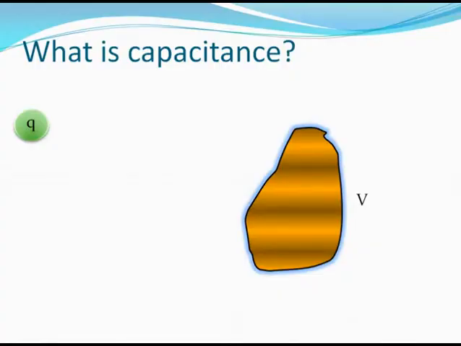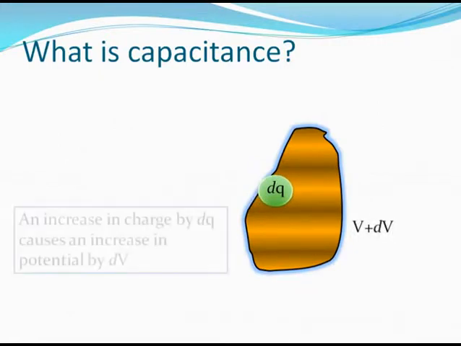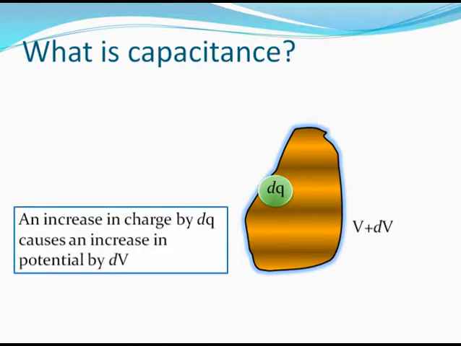First of all, what on earth is this capacitance? To understand capacitance, consider this conducting body that you see on your screen. This one in bronze color. Now let's say that this body has an electric potential V initially. Now what will happen to this body if I keep adding a charge Q to this body? The electric potential of this body will keep on increasing, isn't it? So if I add a charge dq to this body, the potential of this body will actually become V plus dV, isn't it? An increase in charge by dq causes an increase in potential by dV in any body.